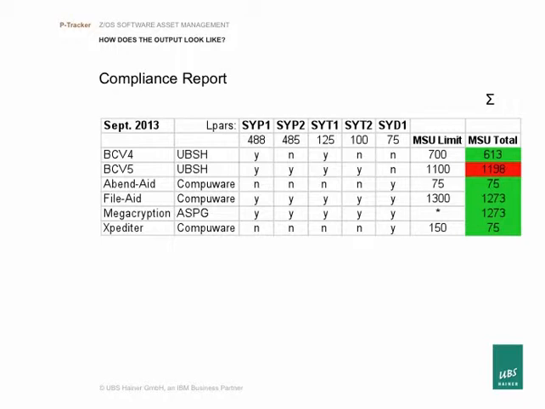Let's also look at the second line, product BCV5. It was executed on all LPARs except the last one, Development. Total MSUs deployed were 1,198. That's too much, because only 1,100 are allowed, hence red.